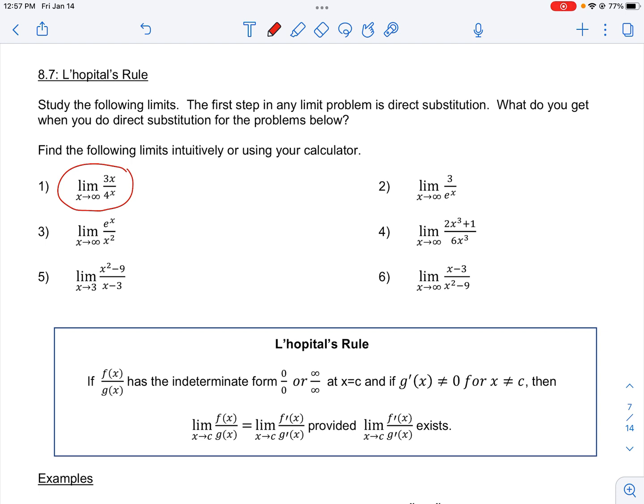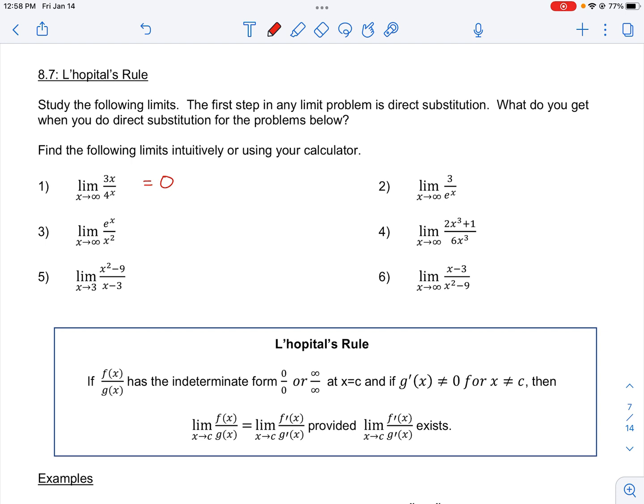But the way we can think about this is intuitively a little bit. You have a linear function in the top, 3x, but the bottom is an exponential function, 4 to the x. So the exponential function on the bottom grows at a much quicker rate than a linear function on the top. In a fraction, if the bottom gets bigger and bigger much quicker, the whole fraction gets smaller and smaller. So this is really 0. We're just doing this intuitively. If you look at the graph of this in the calculator, you will notice this graph approaches 0.